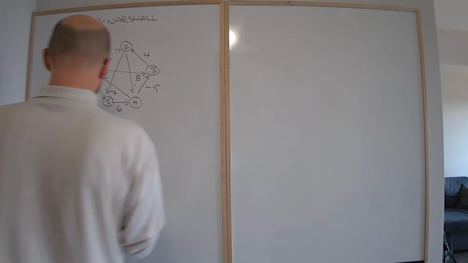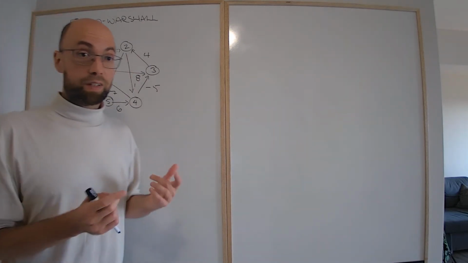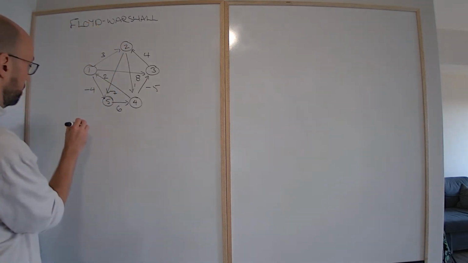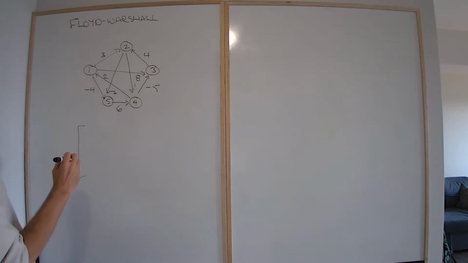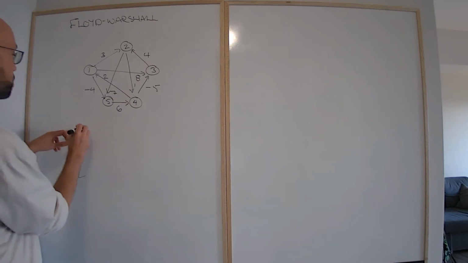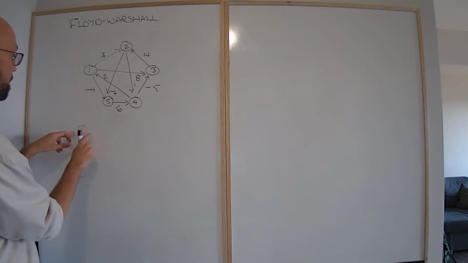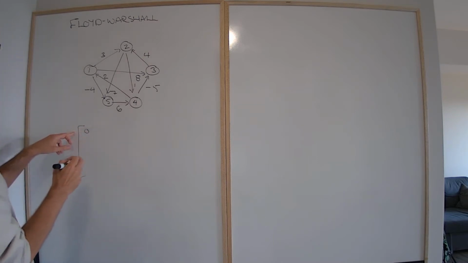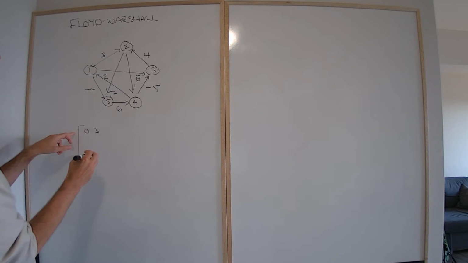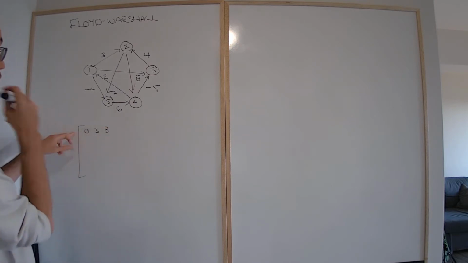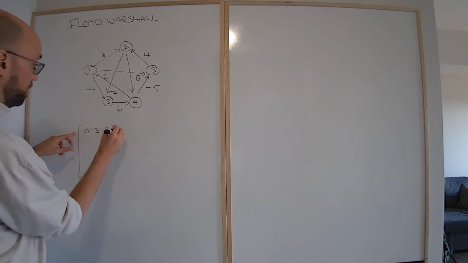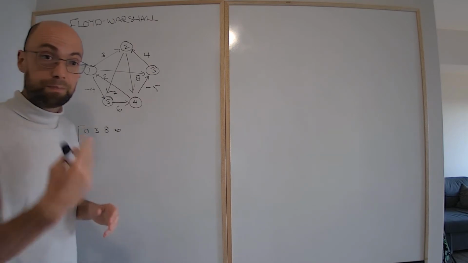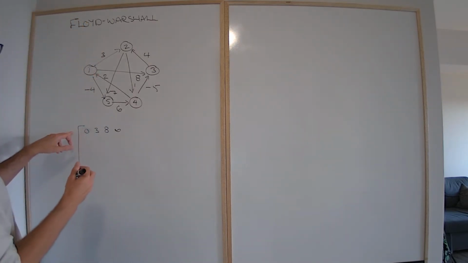Well, let's start out with building the distance matrix where you don't have any intermediate vertices. So that's pretty easy. So here we have 5 vertices. From 1 to 1 is distance 0. From 1 to 2 is distance 3. From 1 to 3 is distance 8. From 1 to 4 is infinite, because there isn't a way to go from 1 to 4 in one step. And 1 to 5 is distance minus 4.